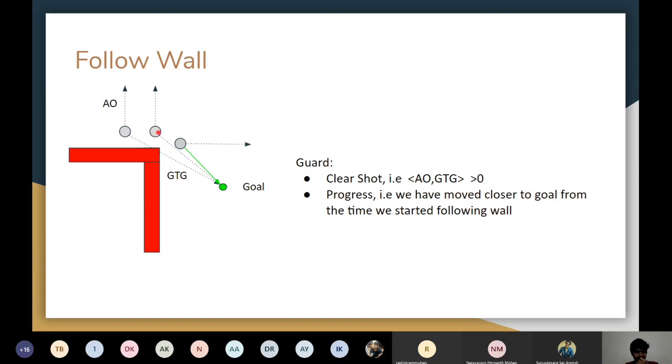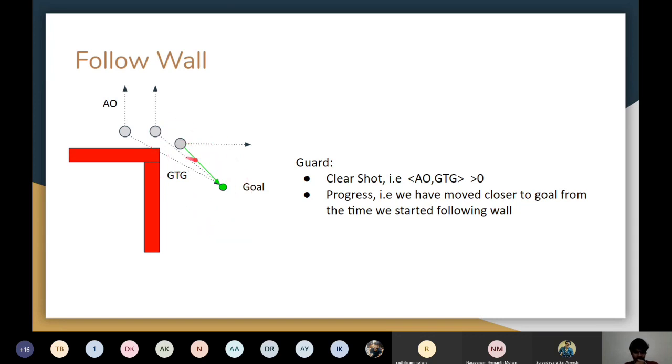But say I've been following the wall like this, and my bot has reached here, or here somewhere. At this point of time, my avoid obstacle behavior will be in this direction, and go to goal behavior will be in this direction. The angle between these two is less than 90 degrees, and now you can see that I have a clear shot to the goal.